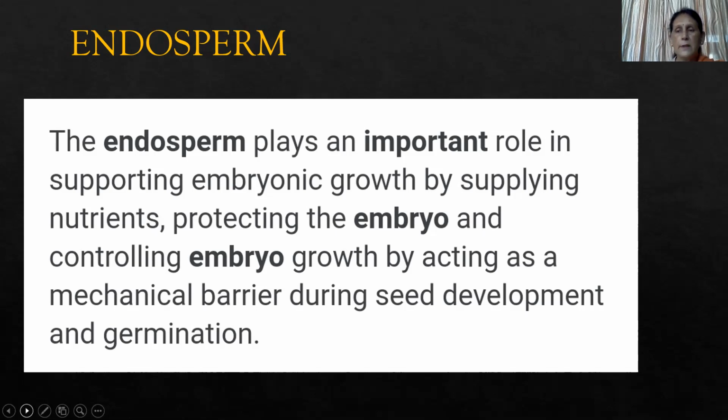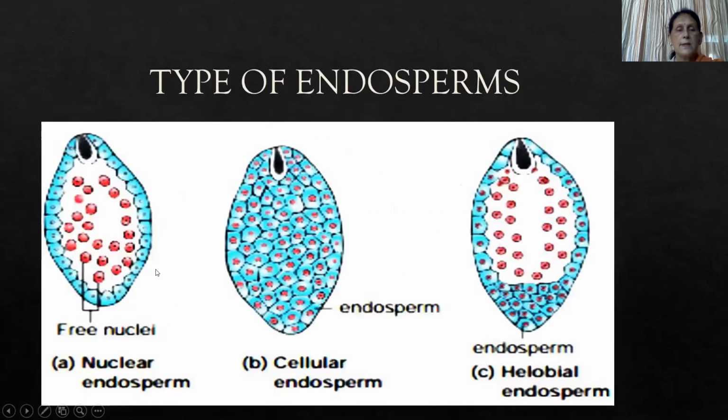It is always triploid. That means its chromosome number is 3n. And it is developed from a primary endosperm nucleus. Here you see the types of endosperm. There are three types of endosperm actually found in different species of angiospermic plants.